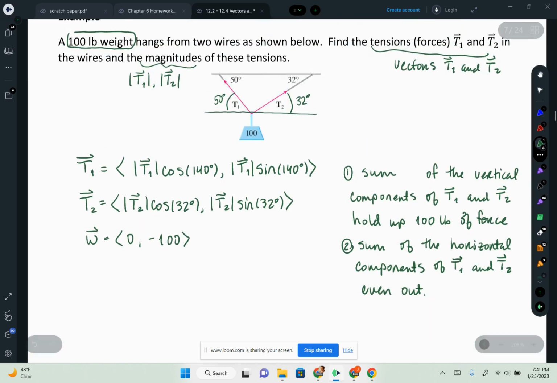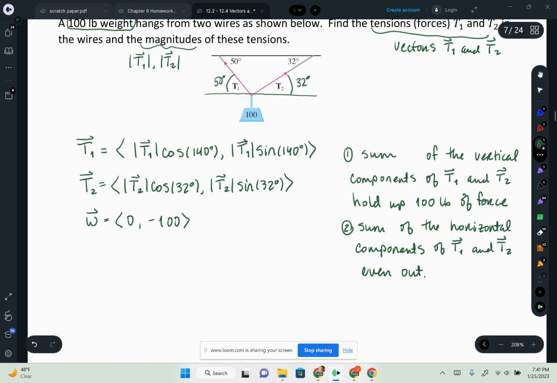So we're back here working with this tension problem, and I have set up my T1 vector in terms of the magnitude of T1 and the cosine and sine of the angles for the x and y components. And I've also set up my T2 vector in terms of its magnitude and the cosine and sine of the angles. And I was talking about the weight vector and how the weight is going downwards, so it has a negative vertical component of 100, and the horizontal component is 0 because there's no force in the horizontal direction.